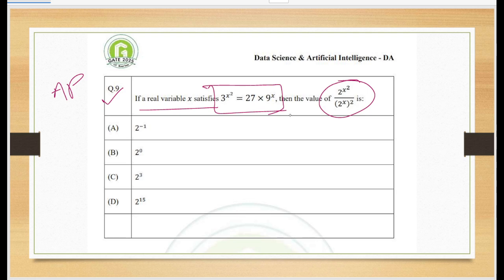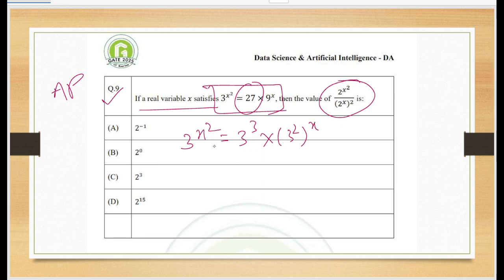So how can we approach this? First we have to solve this equation and find the value in terms of x. So this can be written as 3 raised to x square equals, we can write 27 as 3 cube, so this will be 3 cube into 9. We can further simplify it in terms of 3, so this will be 3 square and whole power x.